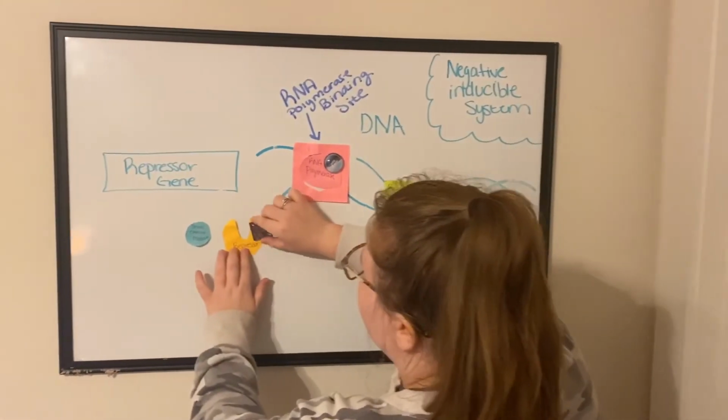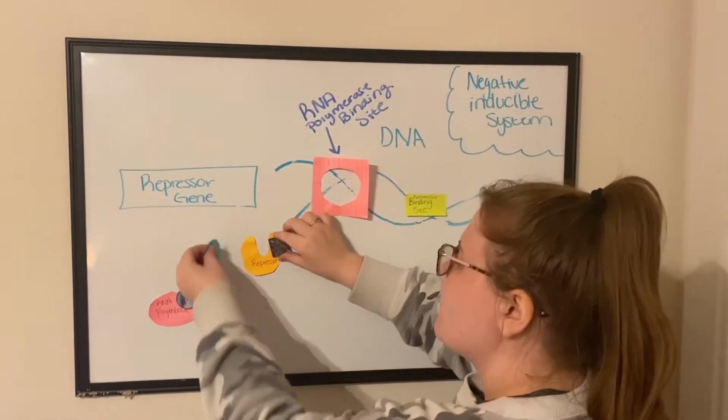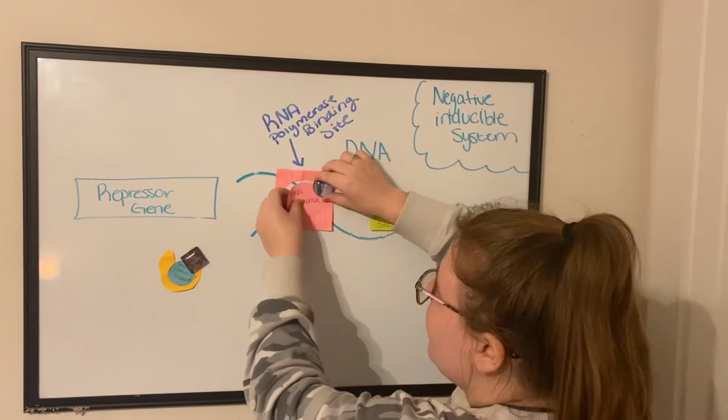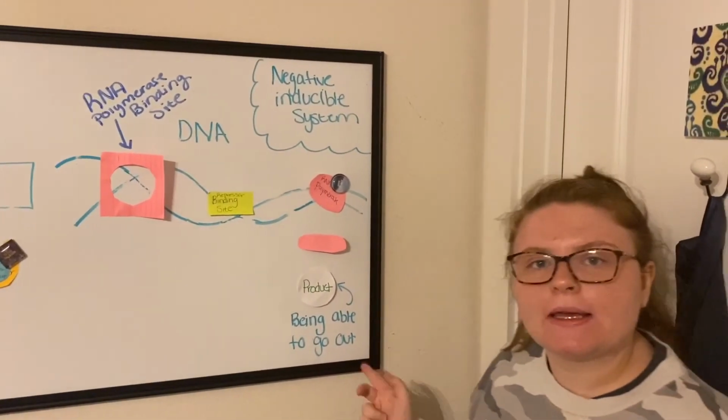But let's say my little sister comes in and acts as a small effector molecule. She'll come in, distract my mom, so therefore I'm able to get in my car and go out and reach my desired product of being able to go out.